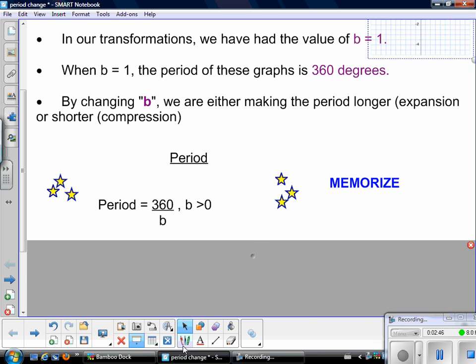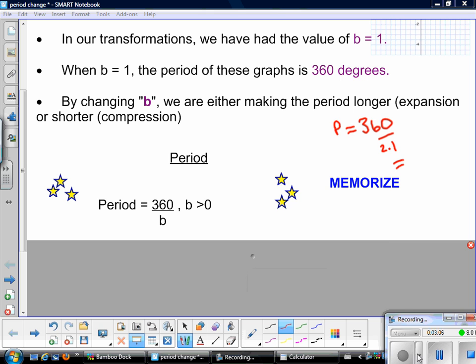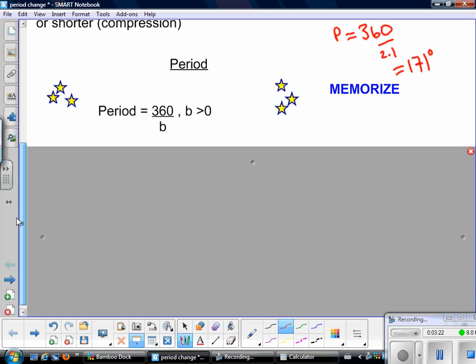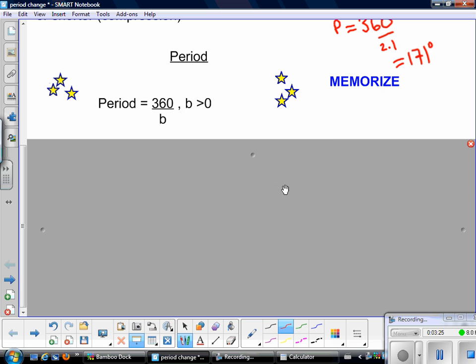You don't really have to copy this down. It's just to demonstrate what's happening. So the period on that one would have been 360 divided by 2.1. I'd have to pull out a calculator. When we do that, it's approximately 171.4, something like that. So you can see the period is a little more than 2 times shorter than the normal period of 360. All right, so that's one piece of information that we need to know.